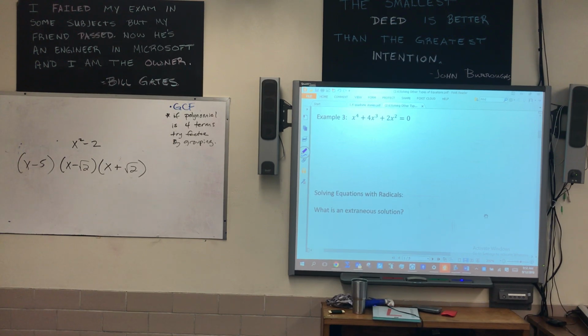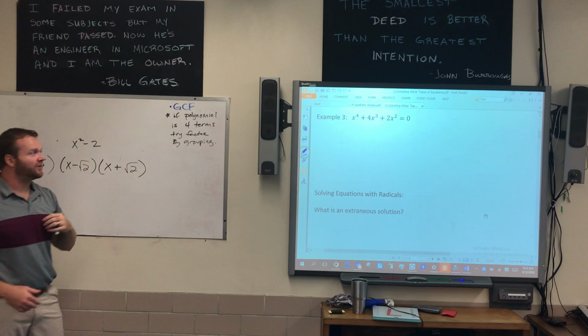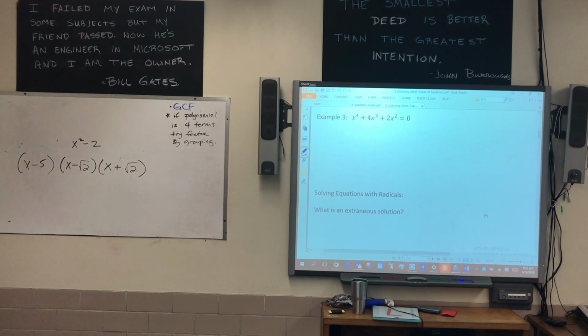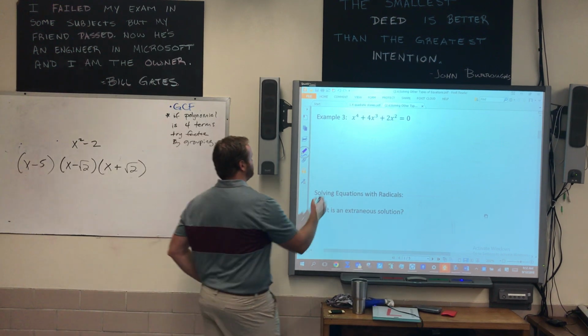This one here, if I look at that, it's a 4th degree polynomial. Okay, there's only 3 terms. So if there's only 3 terms, maybe I want to start looking at my list of procedures here, and GCF is the first thing I look at. Is there a GCF up there? So every single term has something that I can factor out: x squared, okay? So I factor that x squared out.